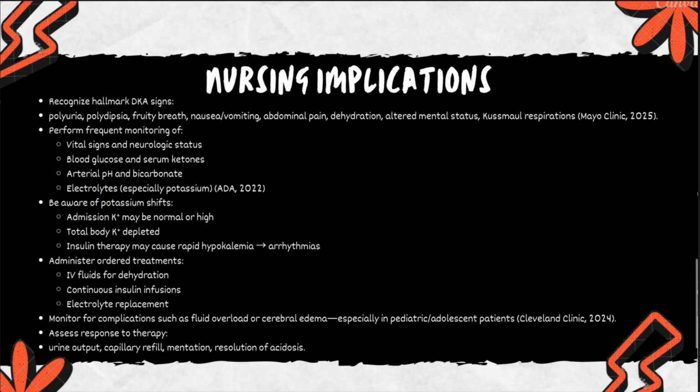Nursing implications. You want to recognize hallmark DKA signs, which include polyuria, polydipsia, fruity breath, nausea, vomiting, abdominal pain, dehydration, altered mental status, and Kussmaul respirations. Perform frequent monitoring of vital signs and neurostatus, blood glucose, and serum ketones, arterial pH, bicarbonate, electrolytes, especially potassium.